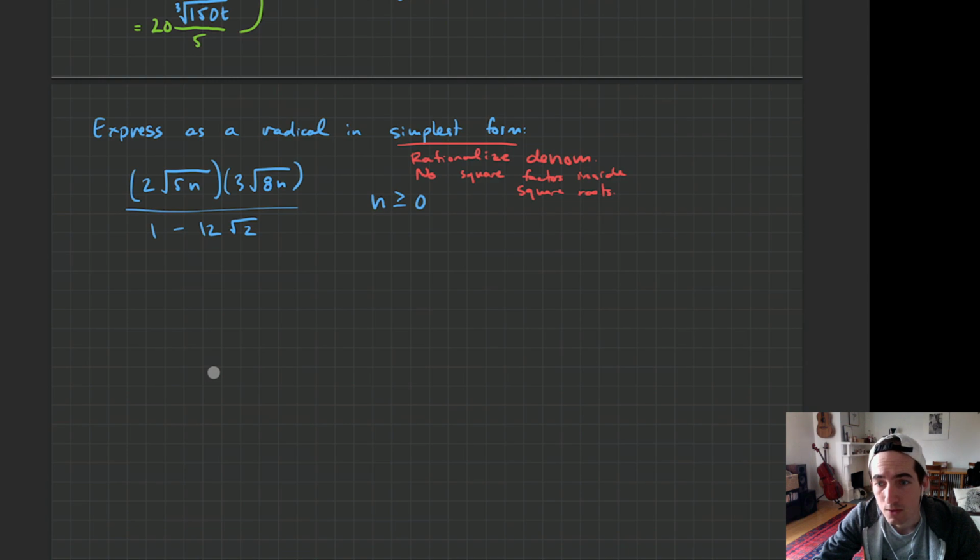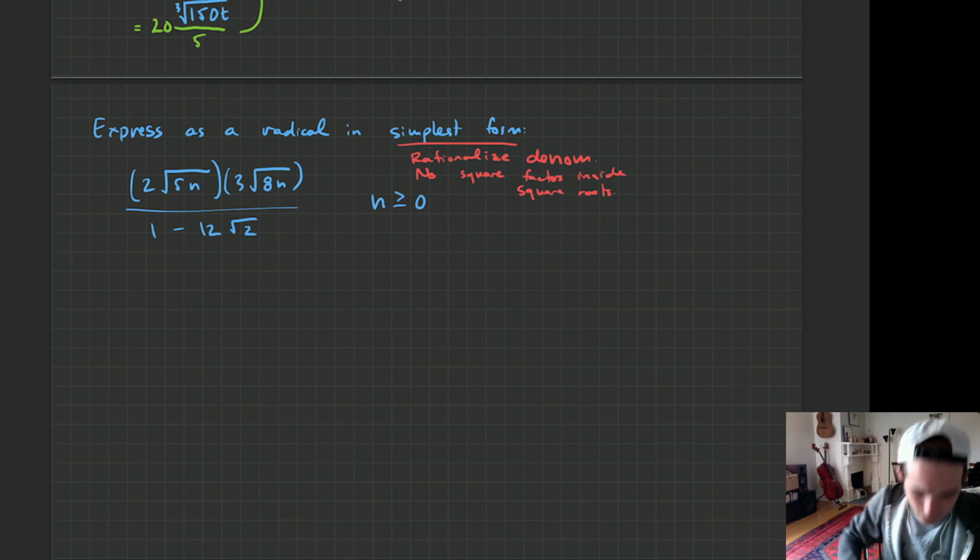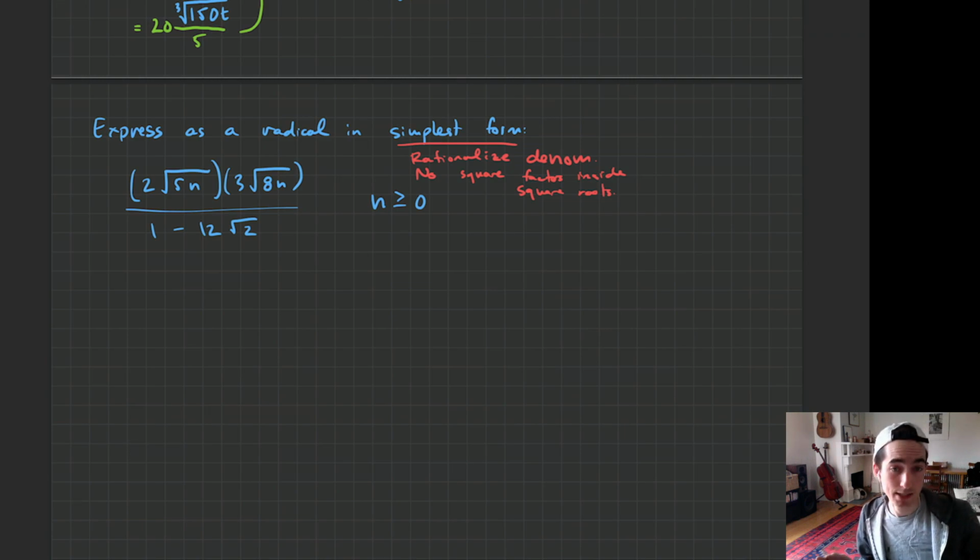Okay, let's solve this one together. I'm going to go over it very quickly. That's kind of the purpose of this. I'm not going to be explaining all my steps. I mean, I'll explain them, but I'm going to go super fast, so keep up. Okay, so 2 times 3 is 6.